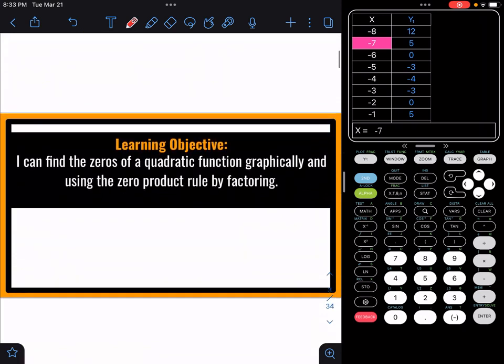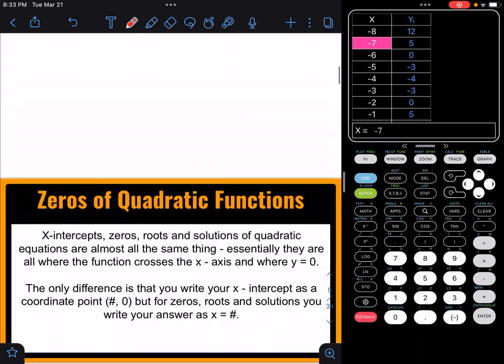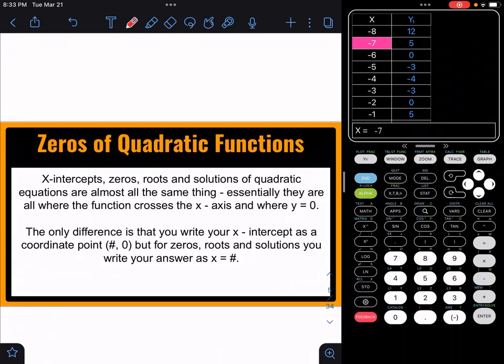Now, today we are going to be able to find zeros of a quadratic function graphically and use the zero product rule by factoring. So, what does this mean? X-intercepts, zeros, roots, and solutions of a quadratic equation are almost all the same thing. Essentially, they are all where the function crosses the x-axis. And we know that in order to be on the x-axis, that is when y equals 0, because we don't go up, we don't go down.